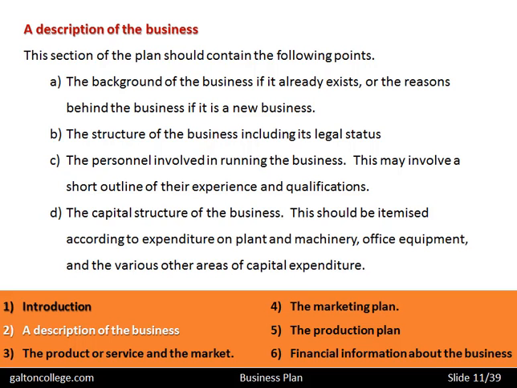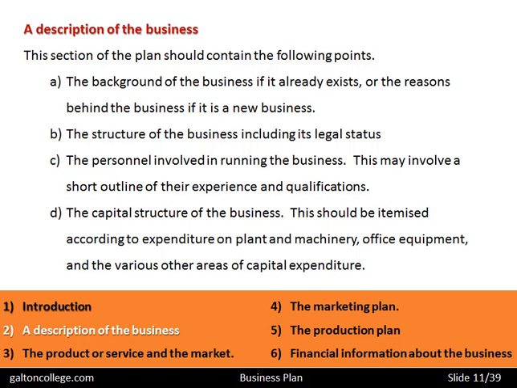Talk about the capital structure of the business. This should be itemized according to expenditure on plant and machinery, office equipment, and the various other areas of capital expenditure. So in other words, talk about the structure. How much is in machinery? How much is in office equipment? How much is in computer systems? In other words, try to describe the business in terms of where past expenditures have been made in the business, because that will show the priority of the business. It'll show the nature of the business.